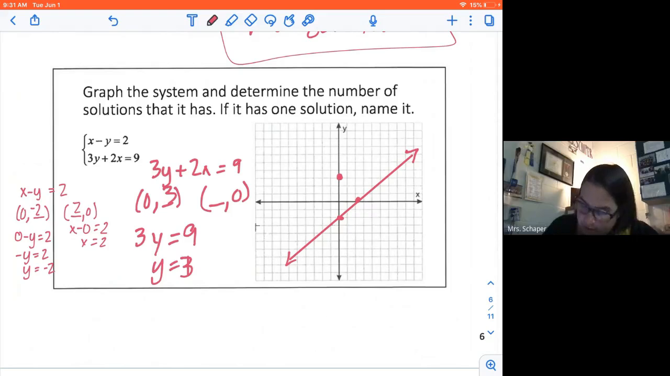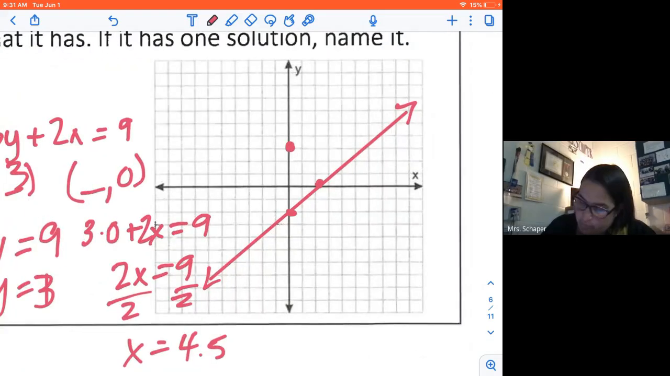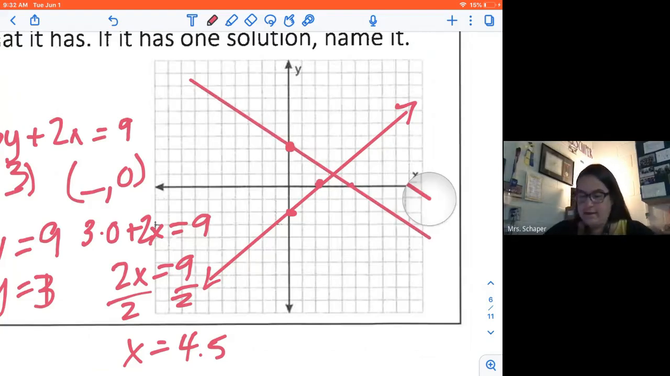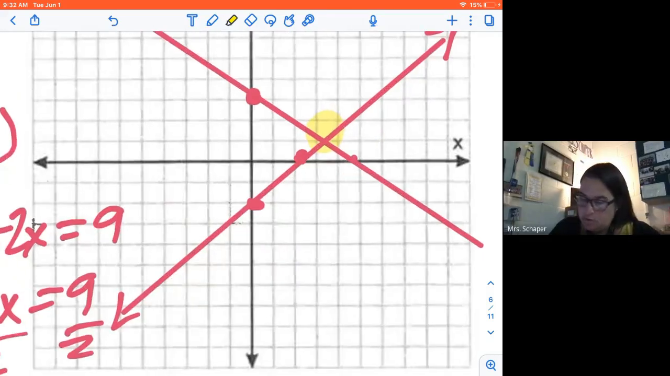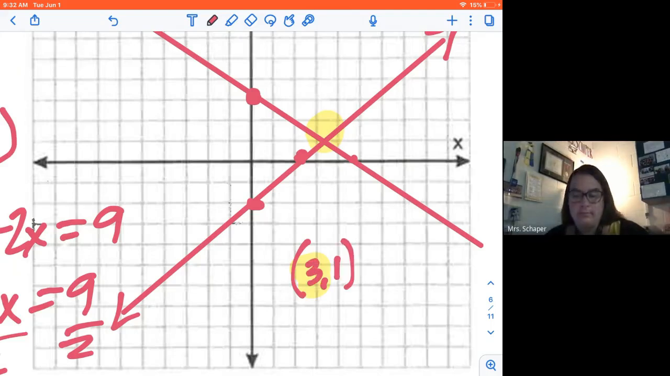And then with the other one, I'm going to put 0 in for y. So 3 times 0 plus 2x equals 9. 2x equals 9, divide by 2, x equals 4.5, 1, 2, 3, 4.5. So I'll draw a line through those two. All right, and here's where they intersect. So my solution is going to be 1, 2, 3, 1. They intersect at 3, 1.